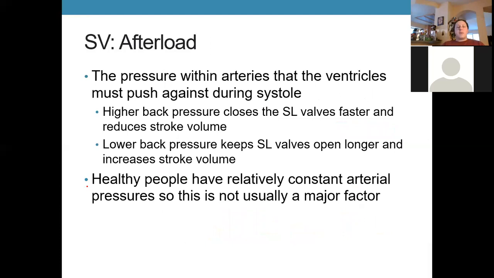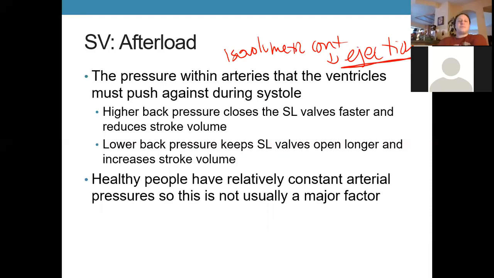The last thing that can affect stroke volume is the afterload. Afterload is the other term we use for the arterial pressure that the ventricles are working against. So the higher the pressure in the arteries, the longer the ventricle spends in isovolumetric contraction, and the shorter period of time it has in ventricular ejection. Less time in ventricular ejection means literally less time to eject blood, which is going to cause a smaller stroke volume. If the pressure is lower, then it decreases the amount of time in isovolumetric contraction, increases the amount of time in ejection, and we increase the stroke volume.